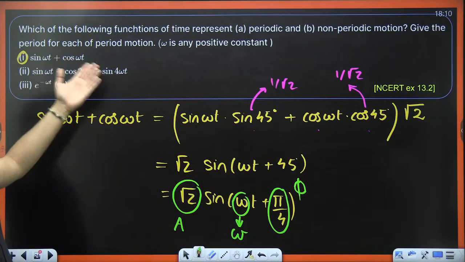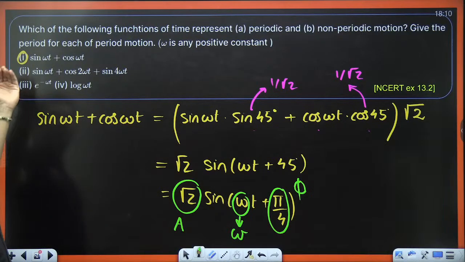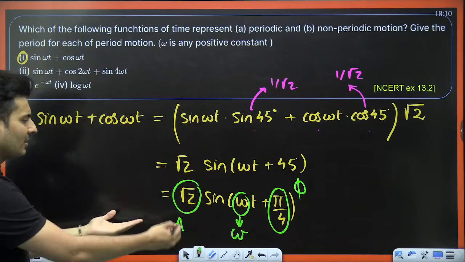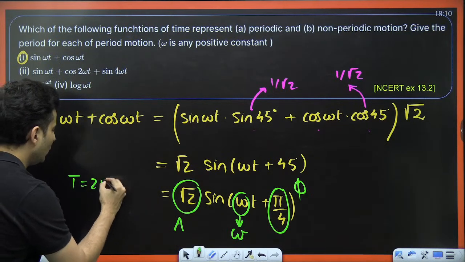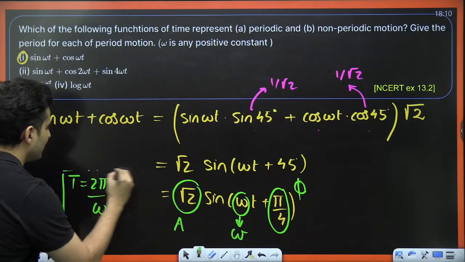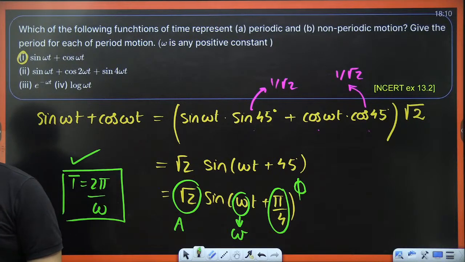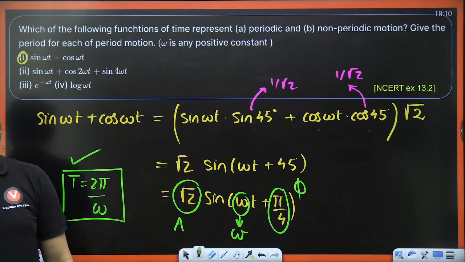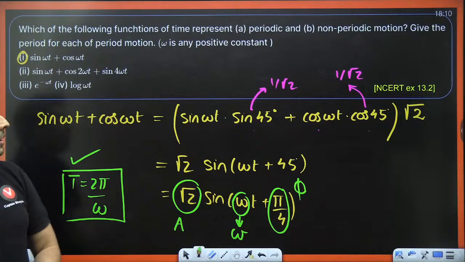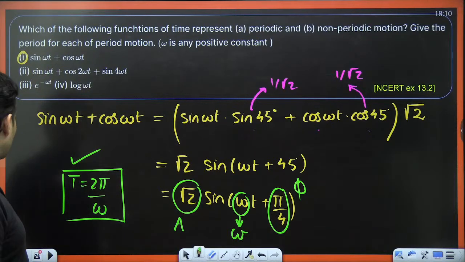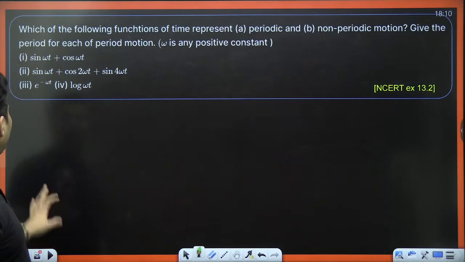So question is, is it periodic? Yes. What is the time period for this? Basically time period will be 2 pi by omega. That is the answer, and it is periodic in nature. Is that understood, my dear warriors? Isn't it simple, straightforward? Pakka? Great. So sin omega t plus cos omega t done. Let's go to the next one.